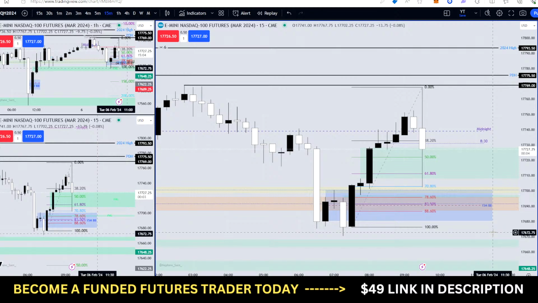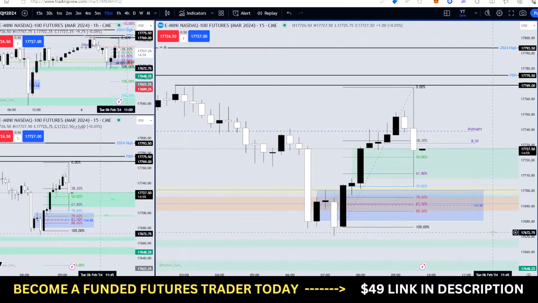Okay, the first 15 minutes of the opening range is now complete. Let's see if we get a further push down and then a build back up.